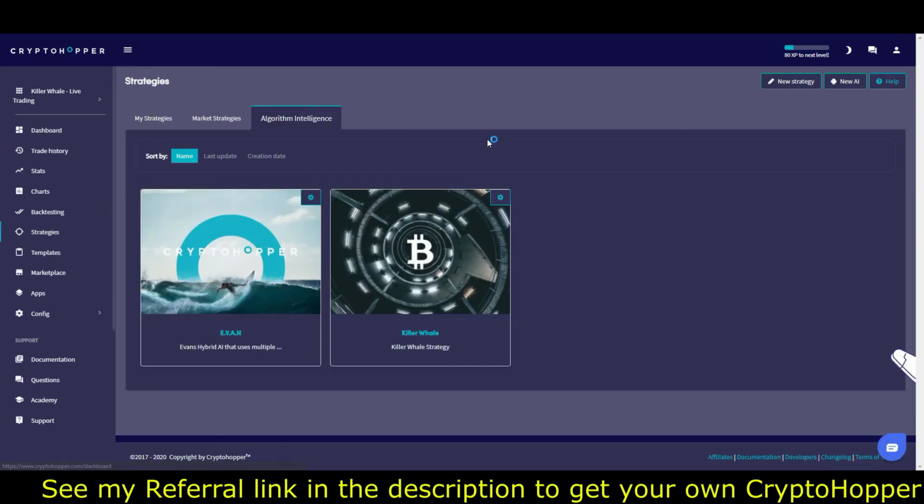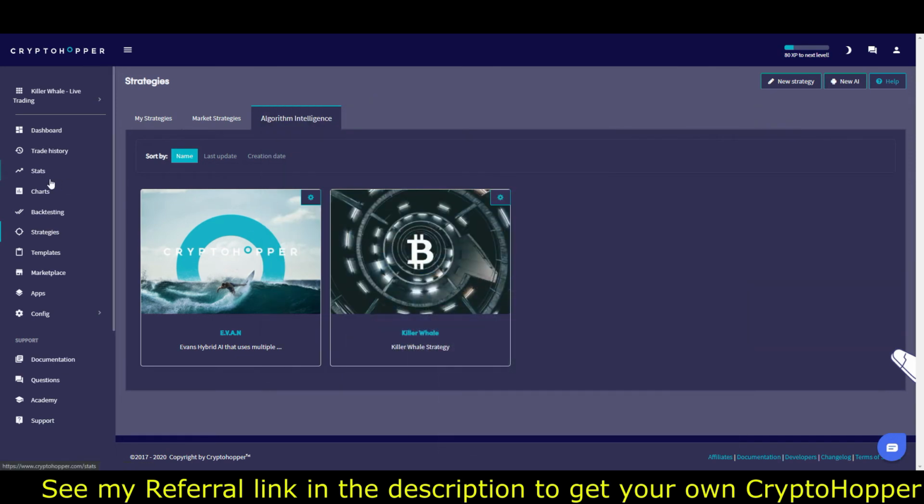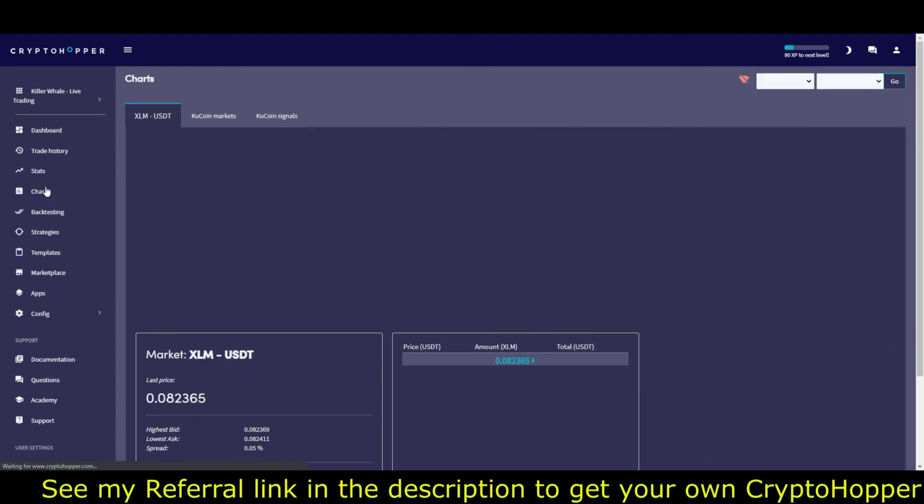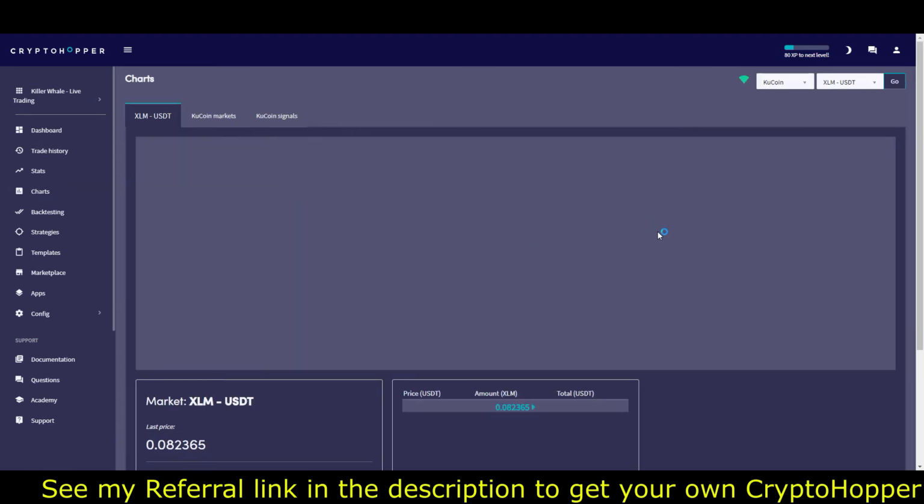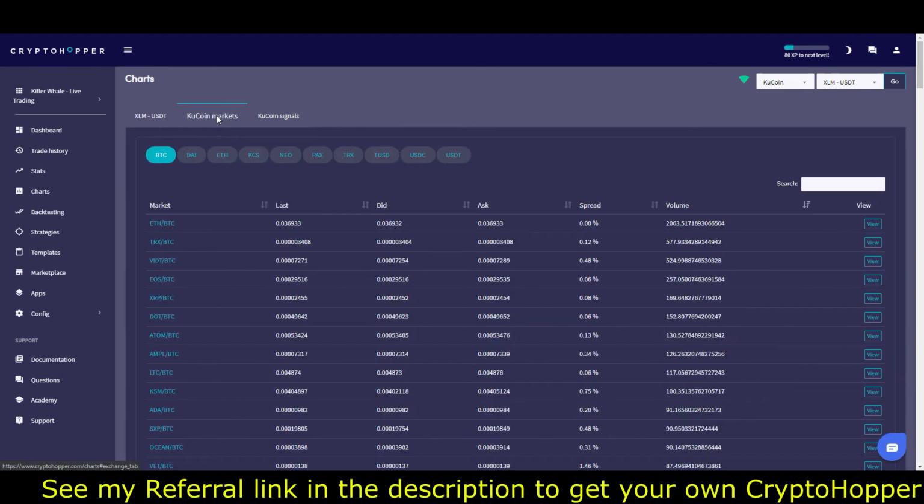There's still a lot I don't know about it, but I plan on learning as much as I can. And I am on the Killer Whale Telegram, which is a great place to start learning and ask questions if you don't know. It's a big help. Here you can look at the different charts of how everything's going. Here's the KuCoin market right here.